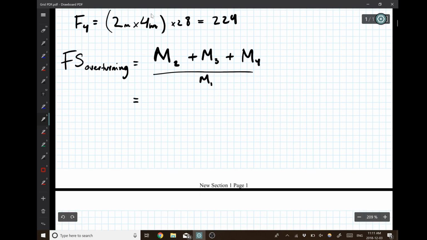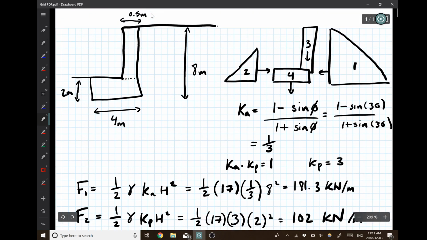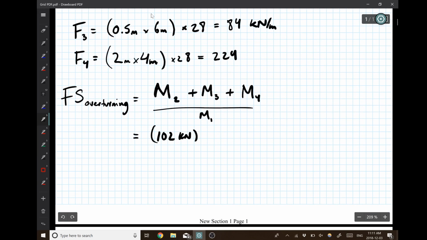So from 2, we know that our force is 102 kilonewtons. And the moment arm generated from force 2. So we look here at force 2, and we see that it's a triangle. So a triangle acts from the centroid at a third of the height from the base. So the base is here. The height would be this 2 meters. So it's a third of that height. So 2 over 3 meters.